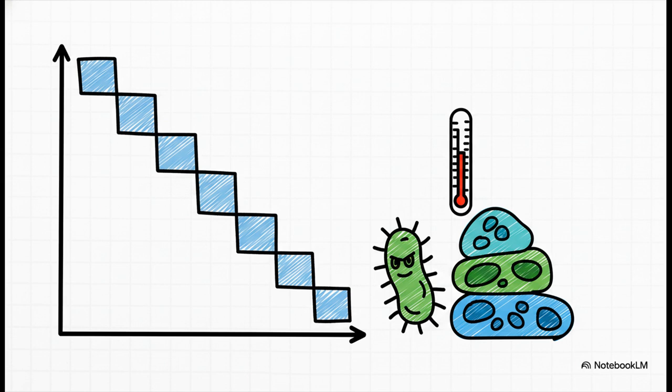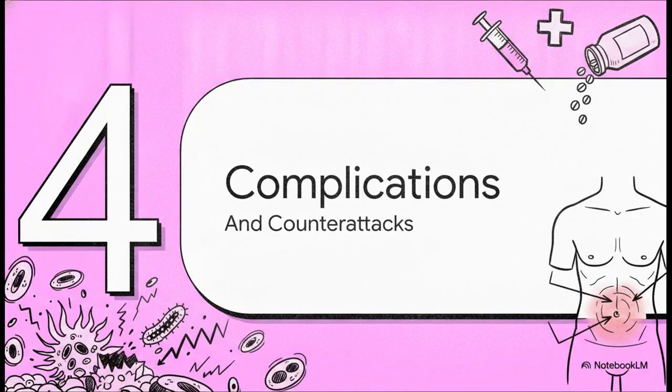But, and this is a major warning here, relapses can still happen up to 2 weeks after this defervescent stage begins. The invader might be knocked down, but it definitely isn't fully out yet. Which brings us to Section 4, Complications and Counterattacks.